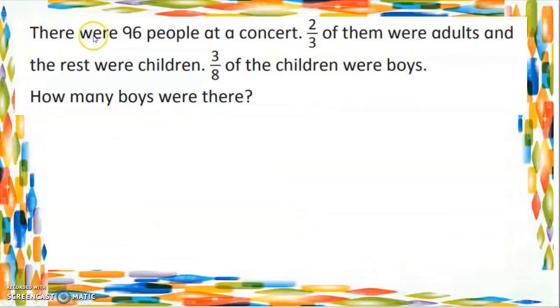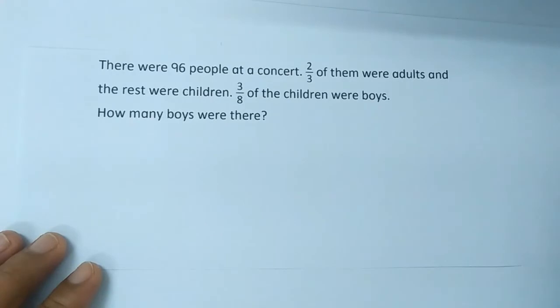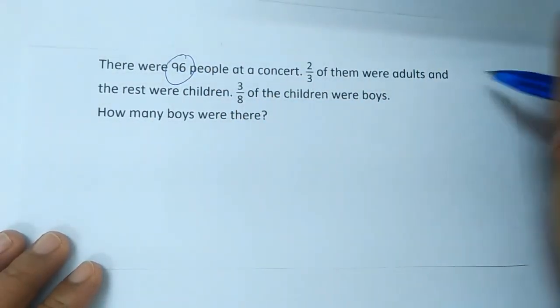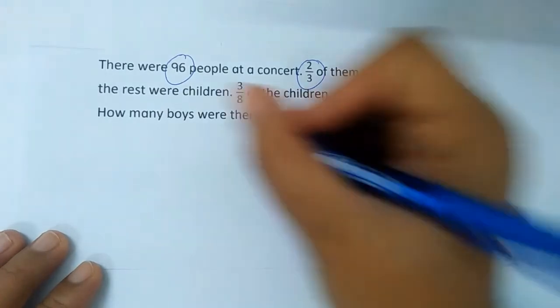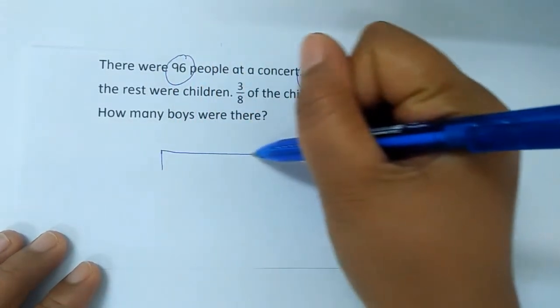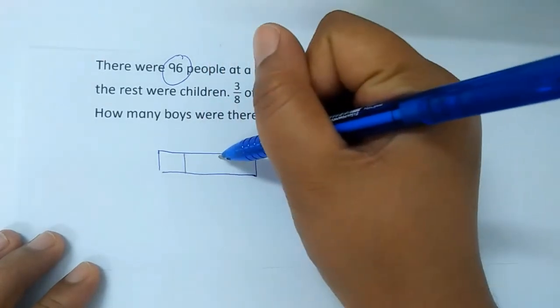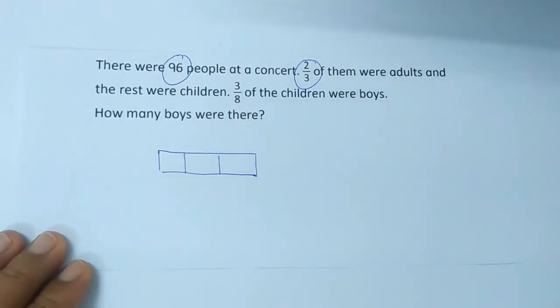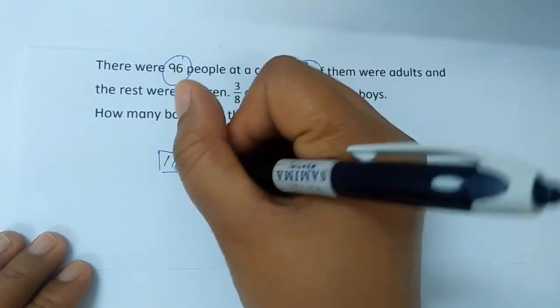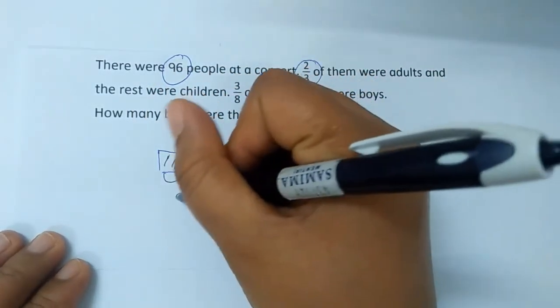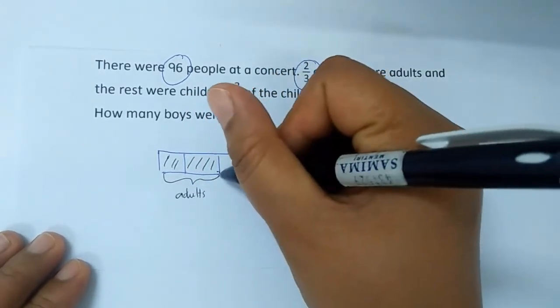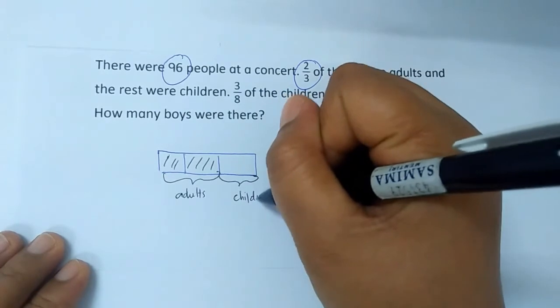One last example. There were 96 people at a concert. 2/3 of them were adults and the rest were children. 3/8 of the children were boys. How many boys were there? Okay, so we have the total 96 people. 2/3 were adults. So if we're going to draw the model, we need to have 3 equal parts and the 2 units here for adults. So this is for adults and the left will be the children.